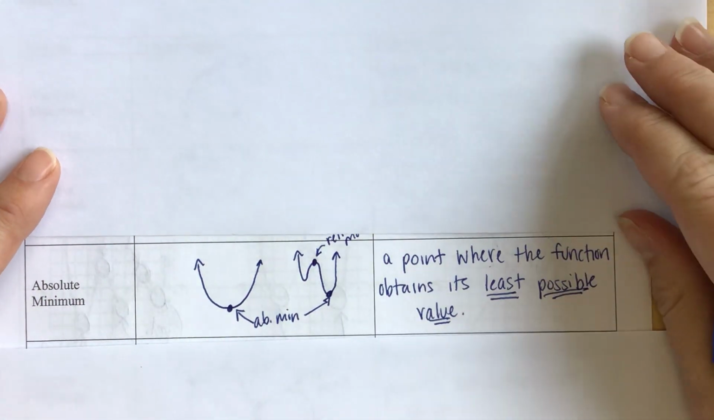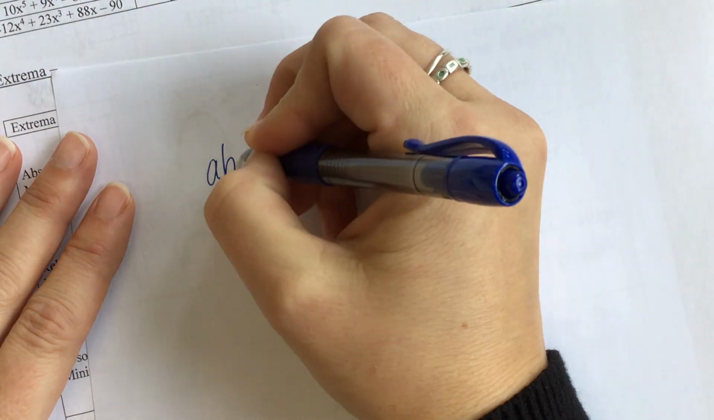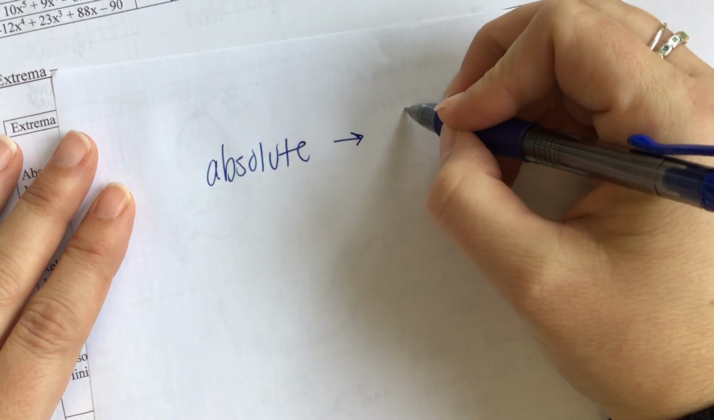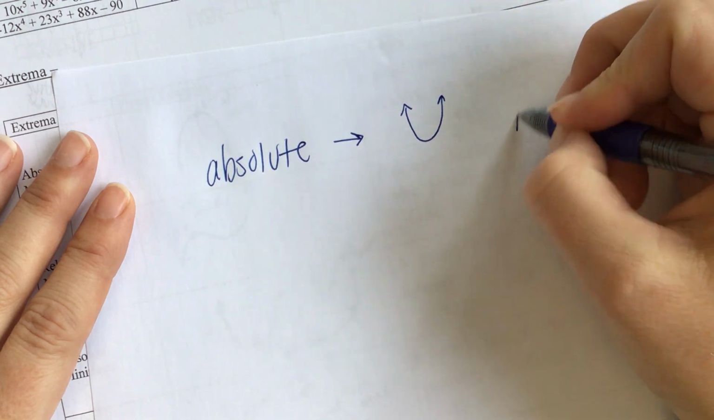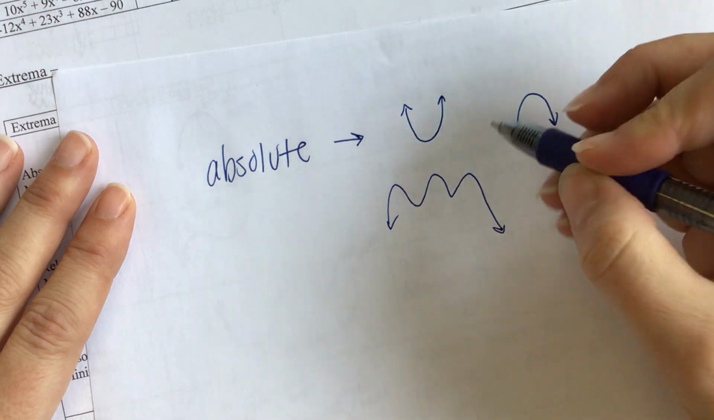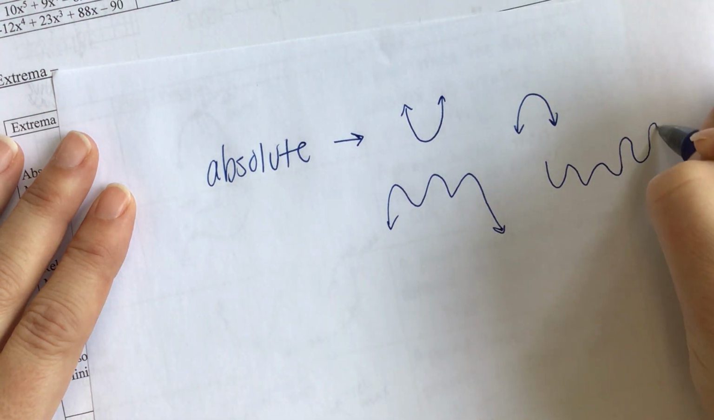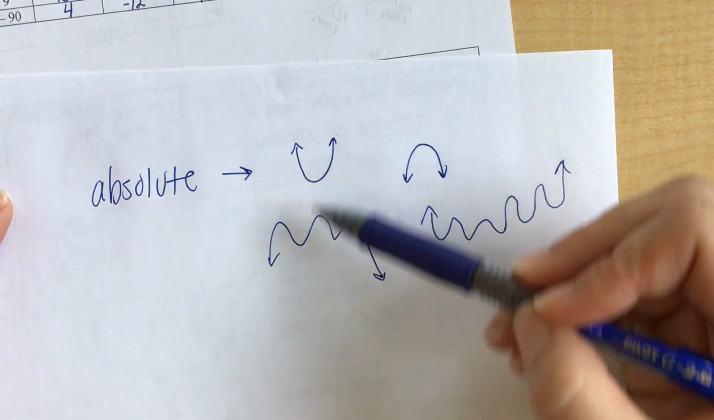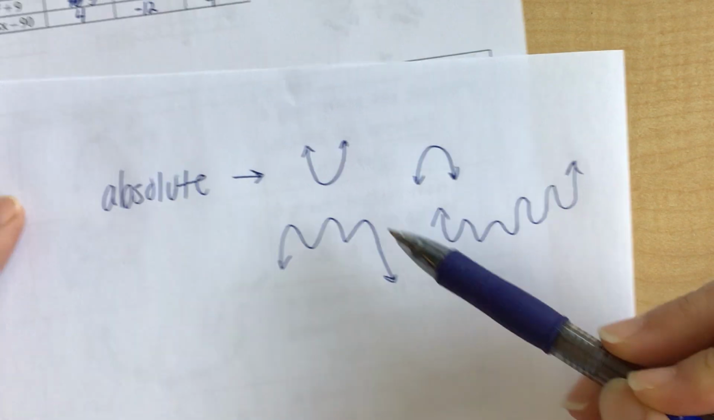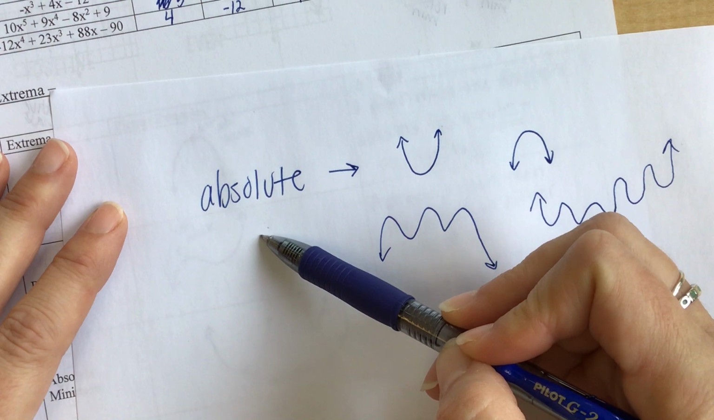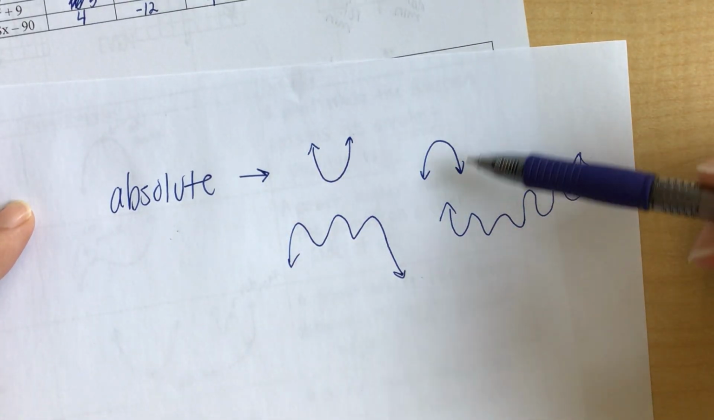Something else to notice is that with absolutes, whether it's max or min, the ends of your graph either both go up or both go down. It doesn't matter how many twists and turns there are. It could have all sorts of twists and turns, but as long as both arrows go up or both arrows go down, then you're going to have an absolute max or min. That's the only time you're going to have an absolute, when both ends of the graph are going in the same direction.